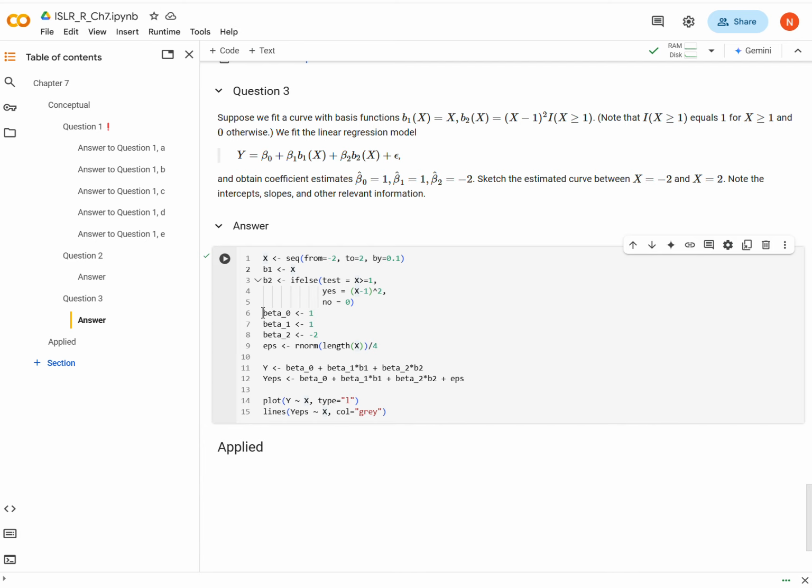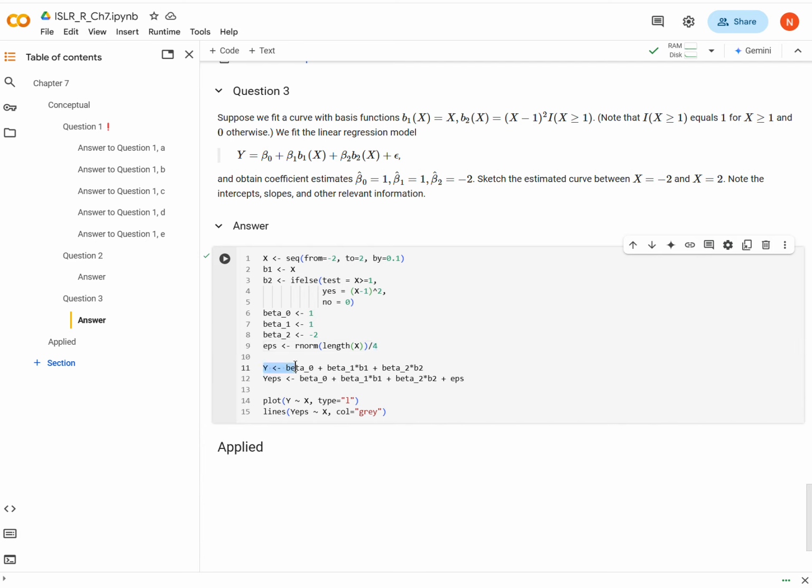And then I have the beta coefficients here, as well as a term for epsilon, just a random error term. I've made it a random normal variable with mean 0 and standard deviation 1. And then I've just divided it by 4 because the plot looks nicer that way.